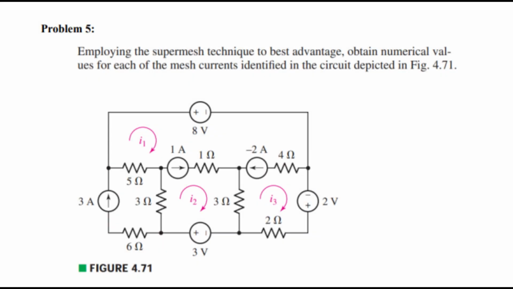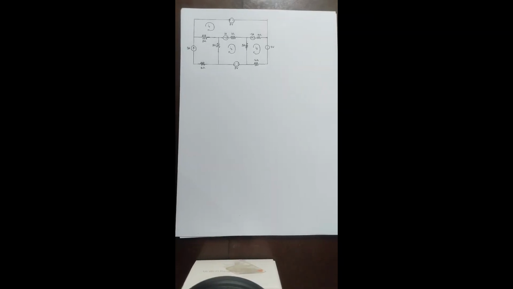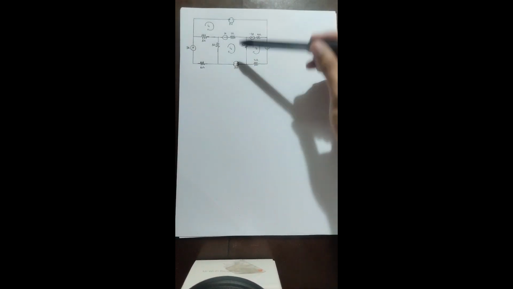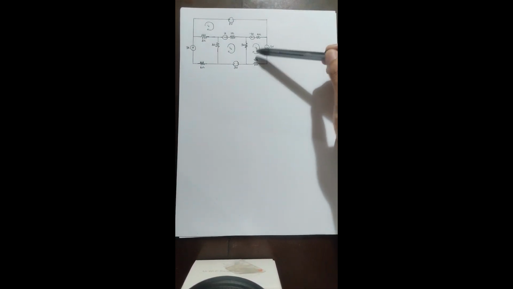Hi guys, today we will be solving this circuit problem. Employing the Supermesh technique to best advantage, obtain numerical values for each of the mesh currents identified in the circuit depicted in figure 4.71. Now, the circuit already shows three loops. We have loop I1, loop I2, and loop I3.